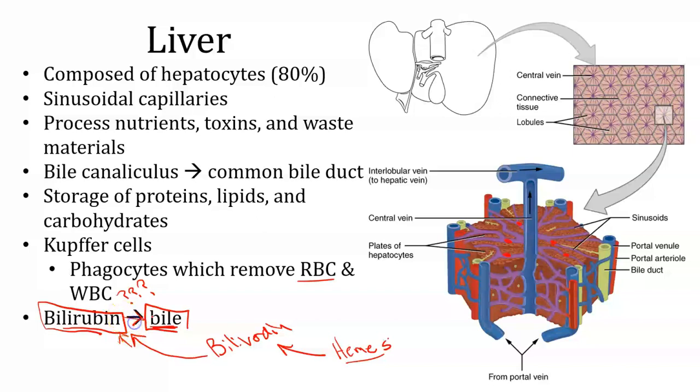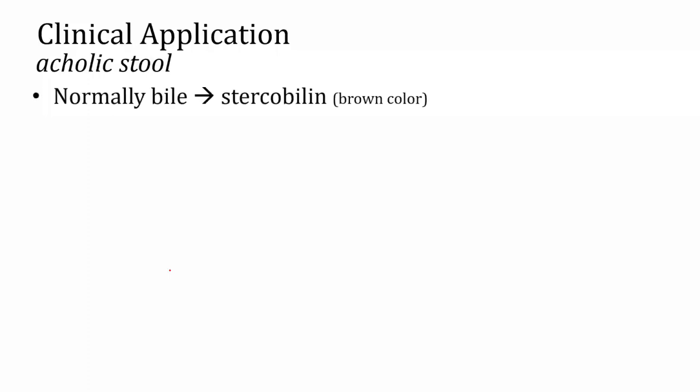That then gets converted into forming bile. Okay, a couple of clinical applications here just for interest's sake. A colic stool would be a stool that is not brown in color. So normally, if there's bile, which there should be, the bile gets converted into stercobilin, and this is done generally by bacteria, I think. And stercobilin is brown. And so this is what makes your fecal matter brown. It's ultimately the bile that's made from the heme groups of your red blood cells.